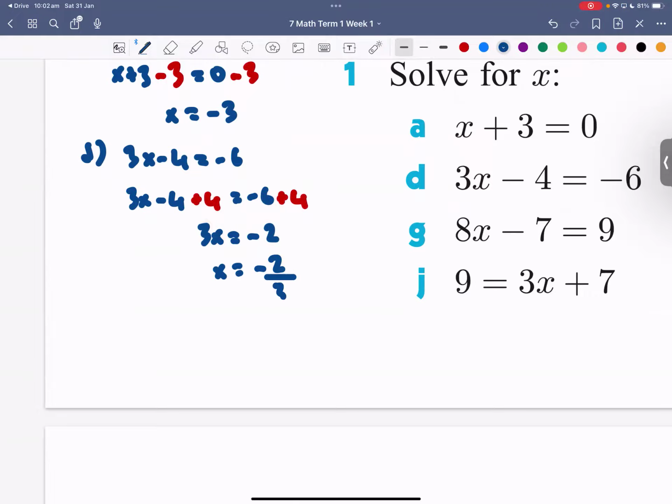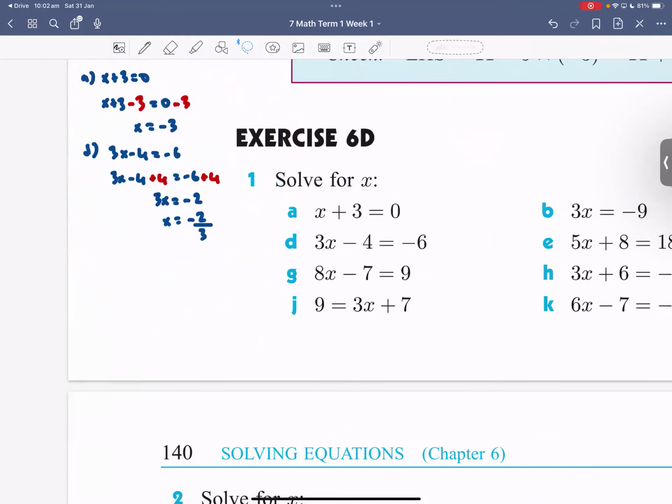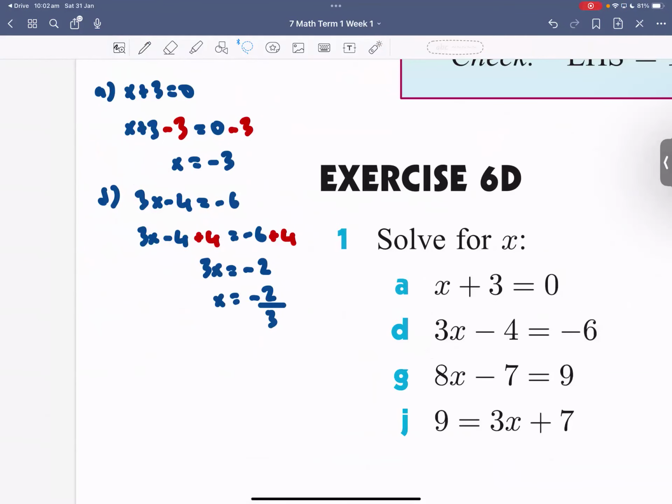And in high school, you leave your fractions as improper fractions. So that's your final answer. That is actually your final answer. X is negative 2 over 3. I don't want anyone writing negative 0.6666 or negative 0.6 recurring or whatnot in high school. We prefer everything to be improper fractions.